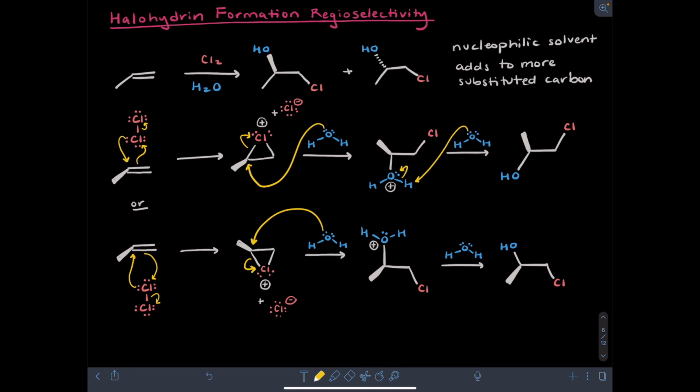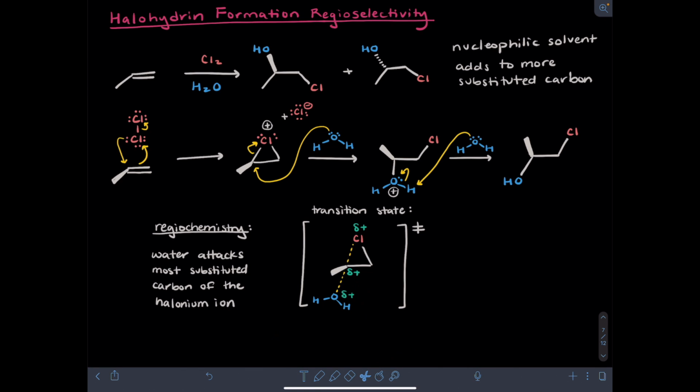To get to a neutral final product, I need to do a final proton transfer. Here as well, I will use water as the base in this proton transfer step. This would generate a different stereoisomer of product.